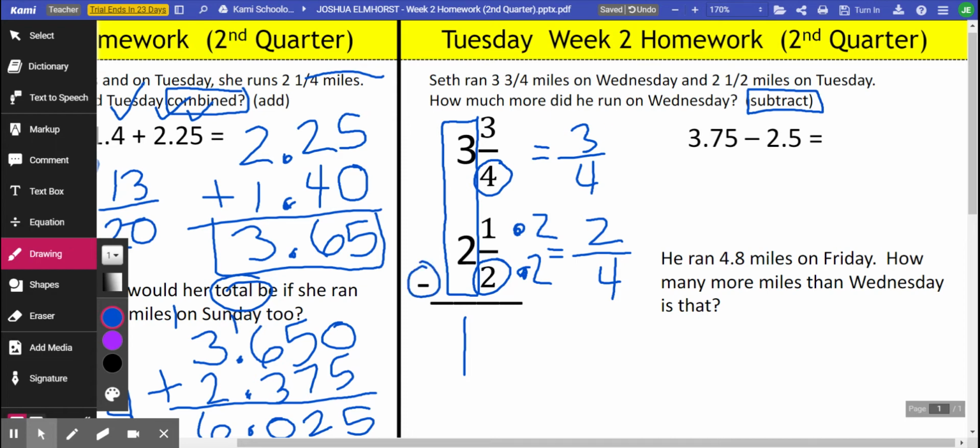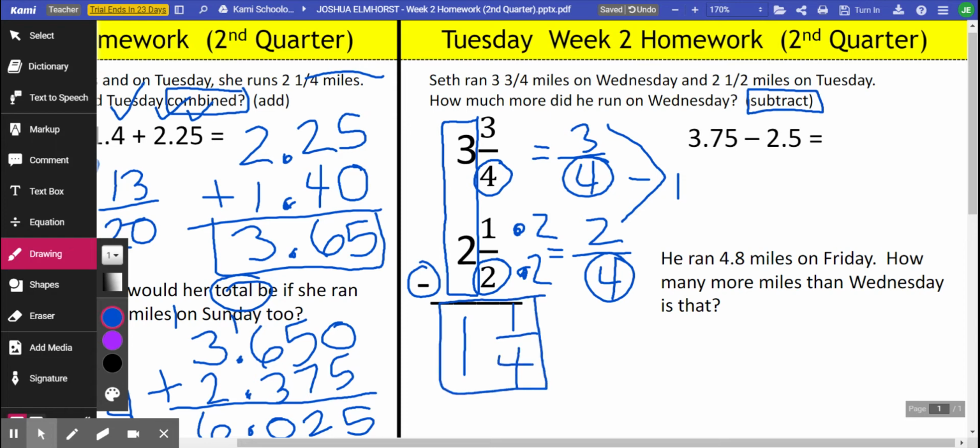And since we're subtracting, we have the same denominators now. So now we can subtract the numerators. 3 minus 2 is 1. And that is left over out of 4. So he ran 1 1/4 miles more on Wednesday than he did on Tuesday.